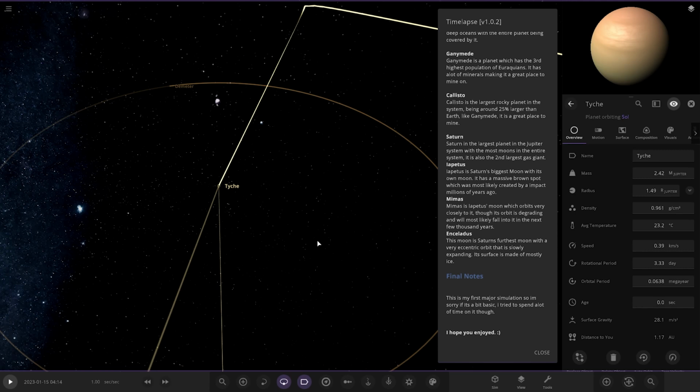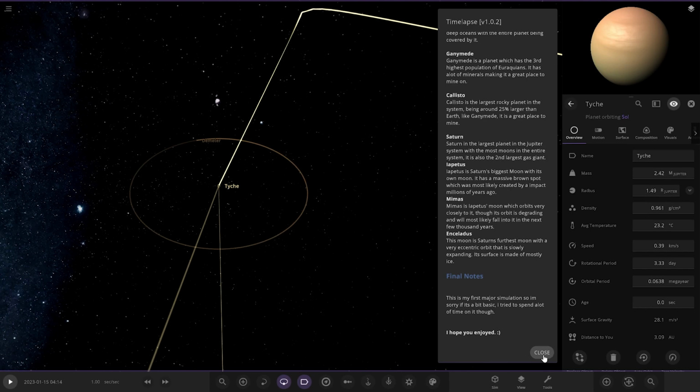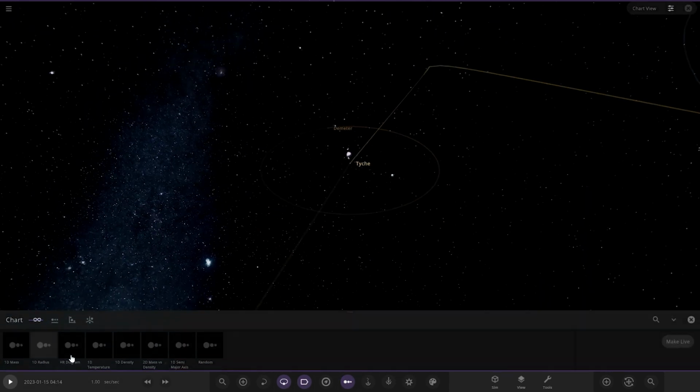Well, you say it's basic, but it is fairly complex the way you've designed this. So I don't agree with what you put there. I think it is fairly complex, really. I wouldn't say it's basic. Hope you enjoyed. I definitely did. So, let's get the lineup here.